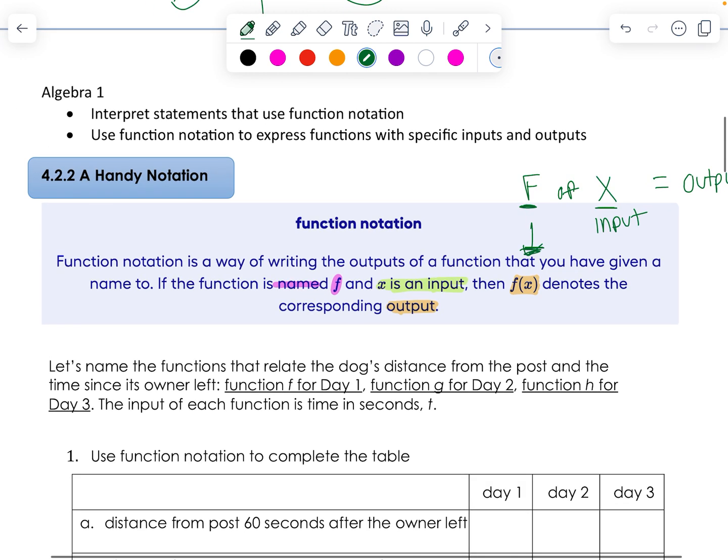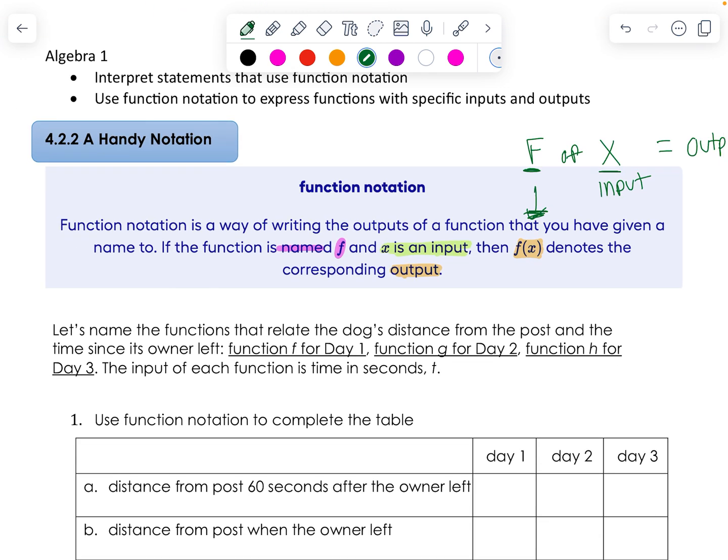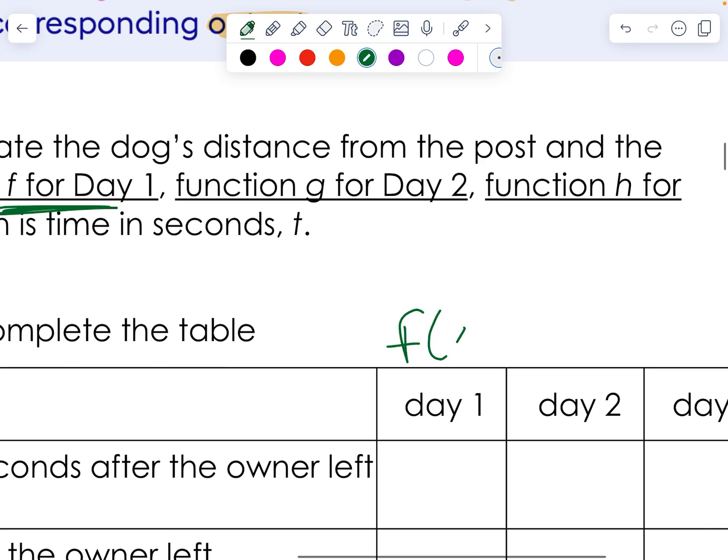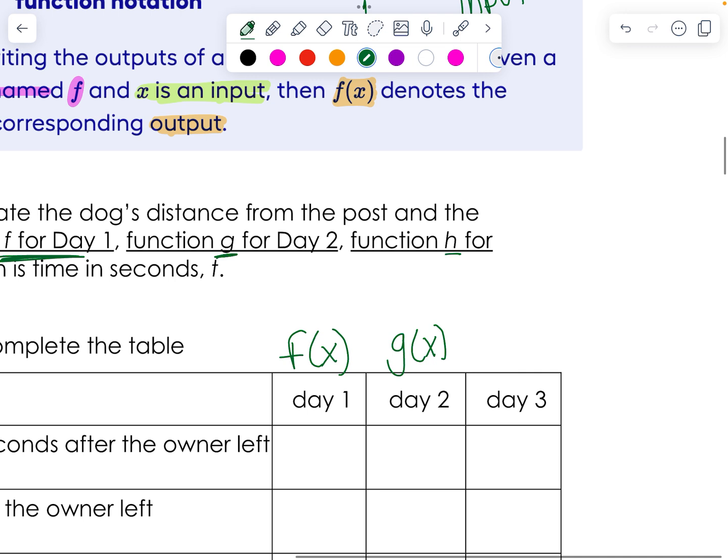So right now you're probably super confused, but the more you work with it, the easier it kind of makes sense. So let's name the functions that relate to the dog's distance for all 3 days. So we are going to label day 1 as f. So day 1 is f of x. Day 2 is going to be labeled as g of x. And day 3 is going to be h of x.